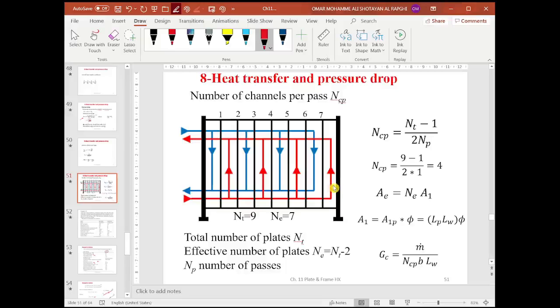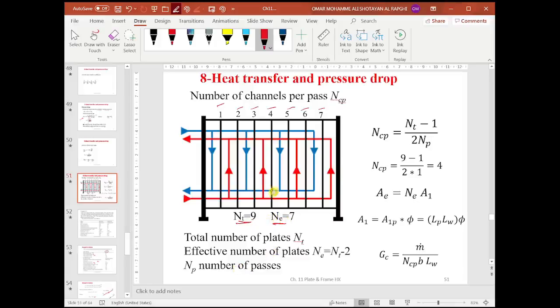Here we'd like to just show you how to calculate the mass velocity if you have an arrangement with only a single pass. So for this arrangement we have seven plates as the effective number of plates. The total number of plates is 7 plus 2, so in total it is 9, and the effective number of plates is 7, which is 9 minus 2.